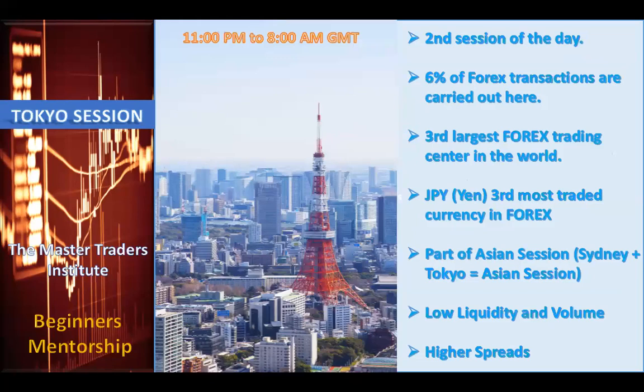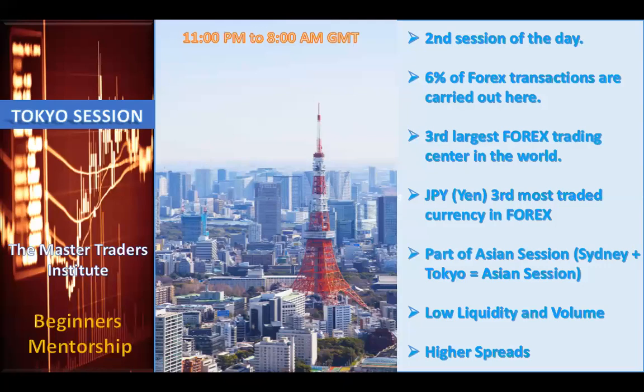The Tokyo session is the second session of the day. About 6% of the Forex transactions carried out every day are done in the Tokyo session. Tokyo is the third largest Forex trading center in the world. The currency that has the significant move during this time is always the Japanese yen. JPY is an acronym for Japanese yen, and it happens to be the third most traded currency in the Forex market. Sydney plus Tokyo equals the Asian session.